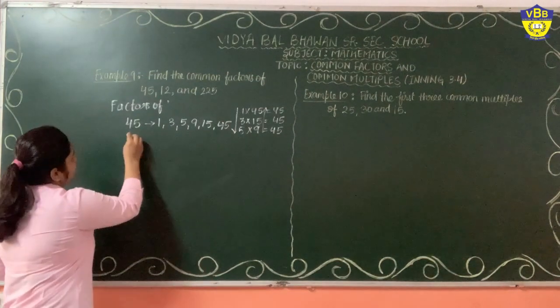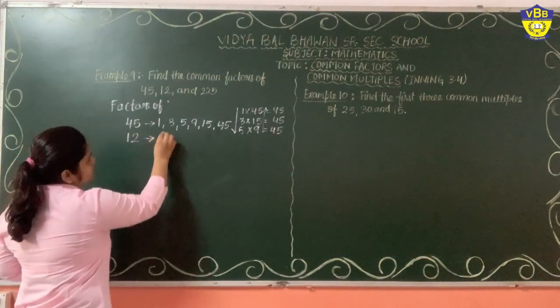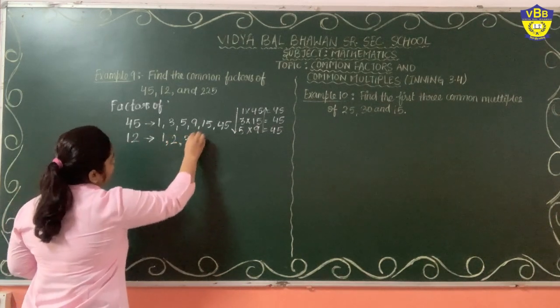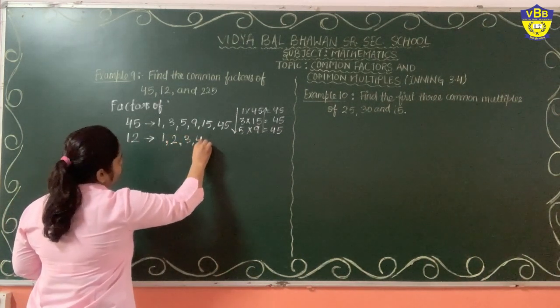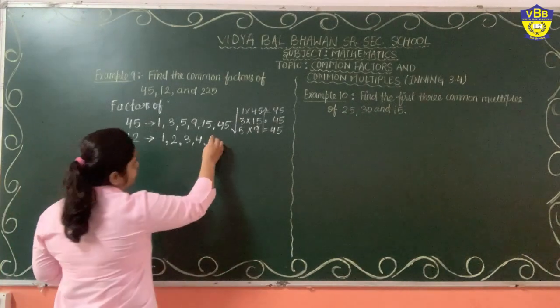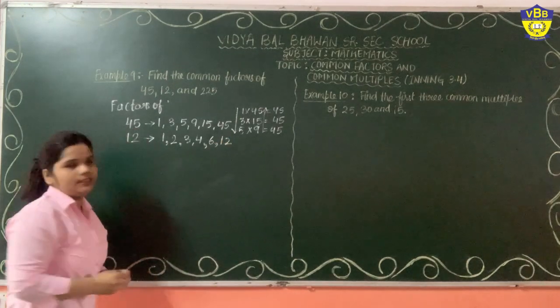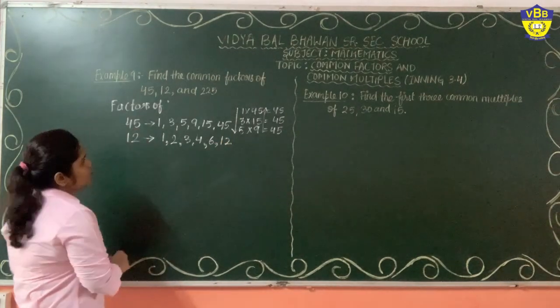Similarly, the factors of 12. It comes in the table of 1, 2, 3, 4. It does not come in the table of 5 and then 6. After that, it comes in the table of 12 directly. So these are the factors of 12.